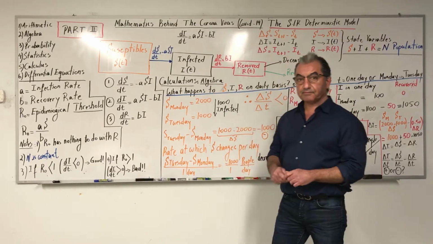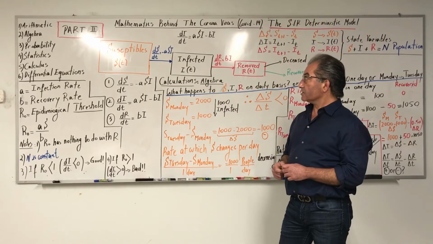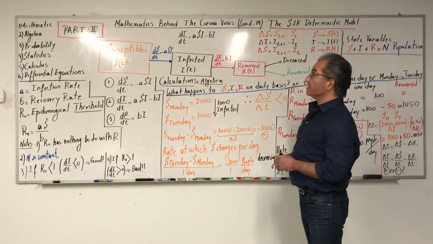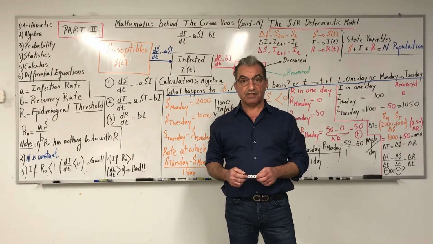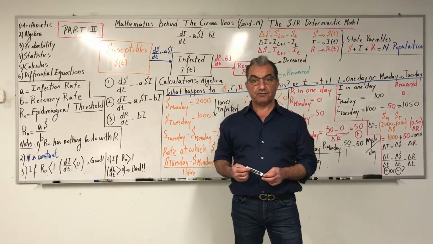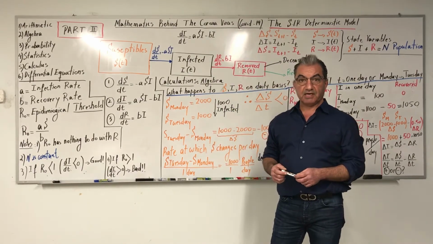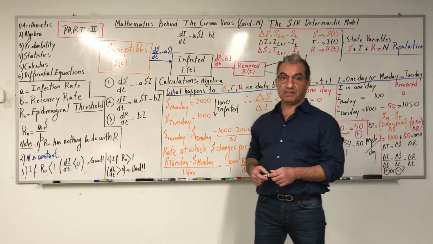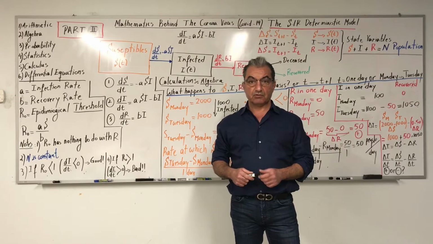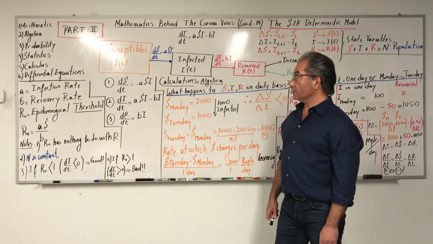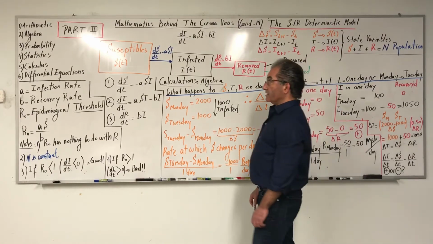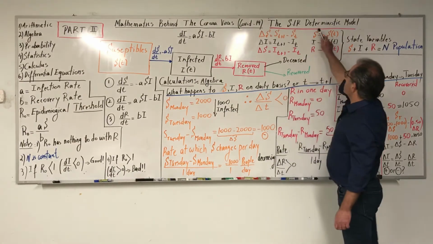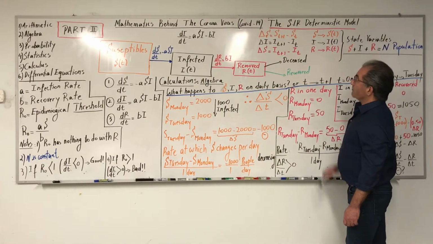Hi everyone, this is our second lecture about the mathematics behind the coronavirus, or COVID-19. I had a first lecture, and the reason for this is to understand the mathematics that's behind the coronavirus. So I made separate parts because I want to go over this very slowly so we can all understand. And as I told you, this is an SIR model and it's a deterministic mathematical model.